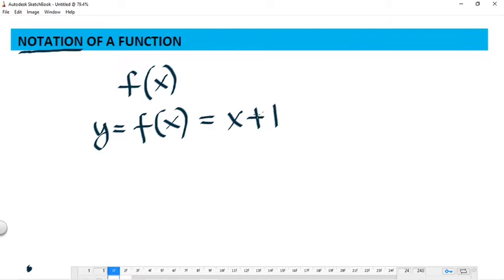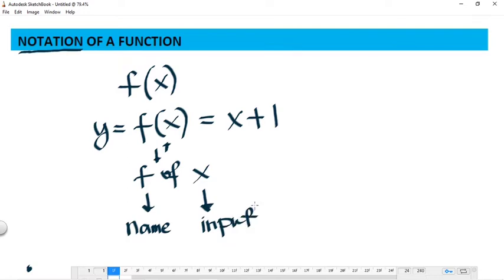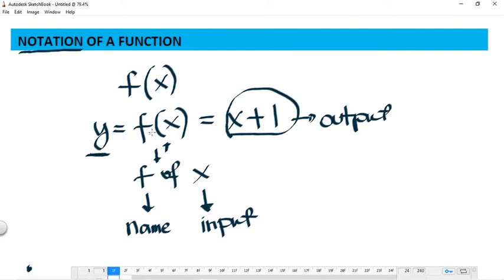Take note that the parenthesis here does not indicate multiplication. Instead, it is read as a function of x or f of x, wherein f indicates the name of the function and our x here will be our independent variable, or it will become our input value. This one will provide the relationship to provide the output. And this one indicates that y is a function of x.